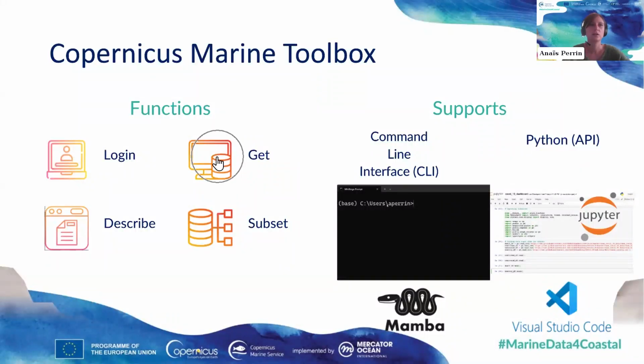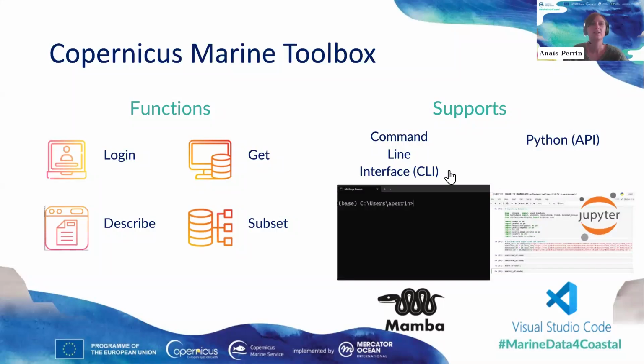The get functions enable you to retrieve the original data as supplied by producers. And finally, the subset functions, useful when you want to retrieve only part of the available dataset. The toolbox can be used both on the command line interface, such as Mamba or Miniforge prompt, and a Python interface. So here, API stands for application programming interface, such as Jupyter Notebooks or code editors like Microsoft Visual Studio Code.